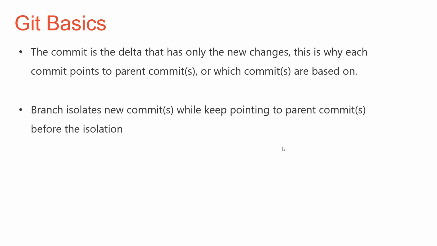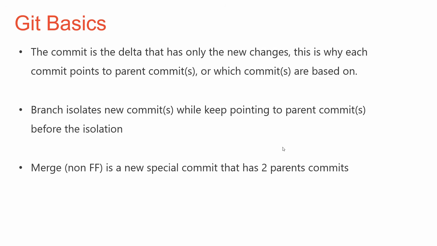So what is a branch? A branch isolates new commits while continuing to point to the parent commits from before the isolation. Once you create a branch, it means that you would like to have more commits in an isolated way. We will see that. A merge, or non-fast forward merge, is a new special commit that has two parent commits. Think of it like this: it creates a new commit, and this commit points to two parents, which are the original parent, the last commit from the branch, and the last commit from the other branch.